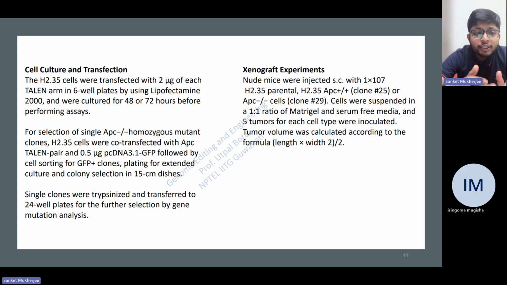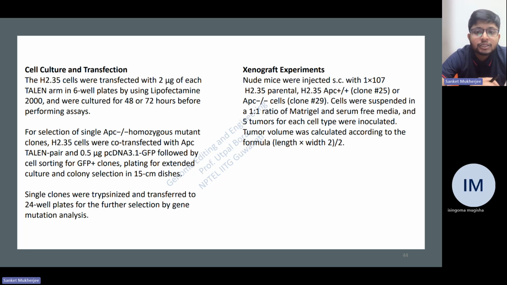So for selection of single APC mutated homozygous clones, HT-29 cells were co-transfected with APC TALEN pair and 0.5 microgram pcDNA 3.1 GFP, followed by cell sorting for GFP positive clones. Plating for extended culture and colony selection in 15 centimeter dishes. Single clones were trypsinized and transferred to 24-well plates for further selection by gene mutation analysis, and then xenograft experiments were performed.